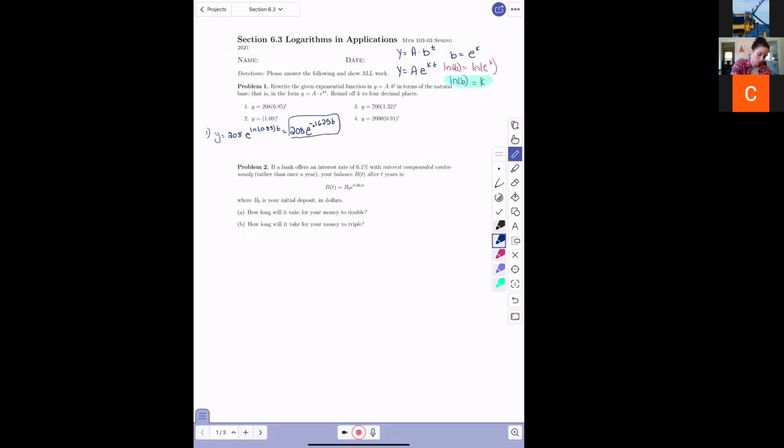I have a question. Yep. I'm confused why you put the natural log of 0.85 times t as the exponent. Could you just walk through it again?